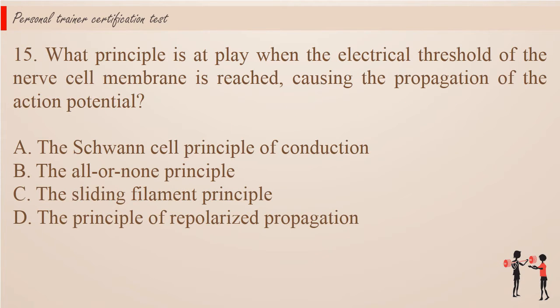Question 15. What principle is at play when the electrical threshold of the nerve cell membrane is reached, causing the propagation of the action potential? A. The Schwann-cell principle of conduction. B. The all-or-none principle. C. The sliding filament principle. D. The principle of repolarized propagation.